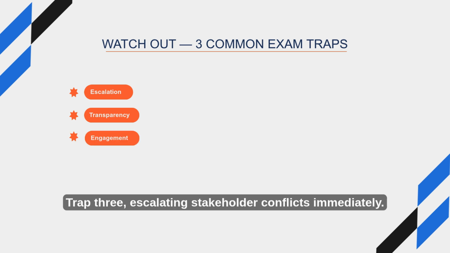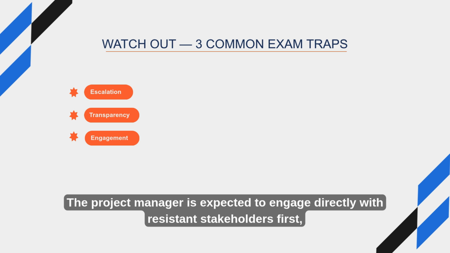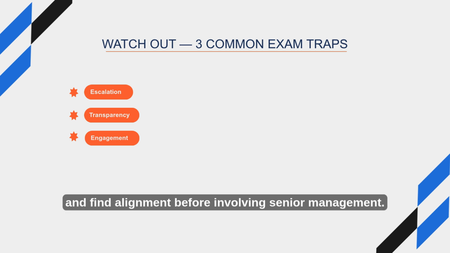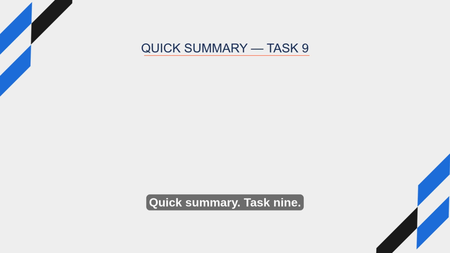Trap 3: Escalating stakeholder conflicts immediately. The project manager is expected to engage directly with resistant stakeholders first, understand their concerns, build trust, and find alignment before involving senior management. Quick summary.